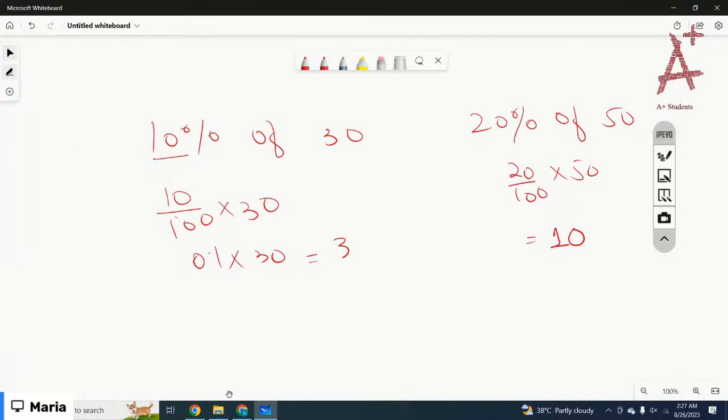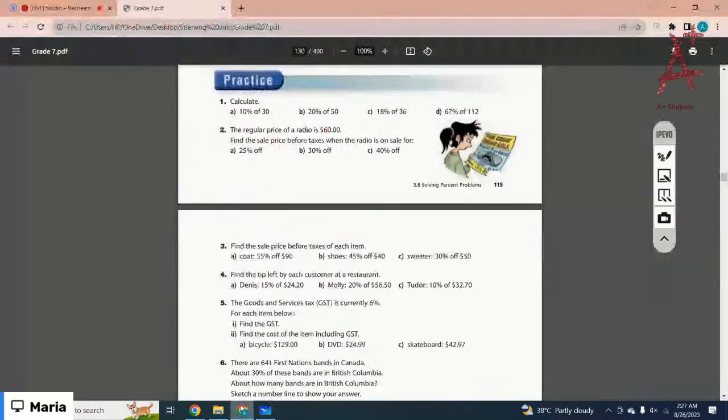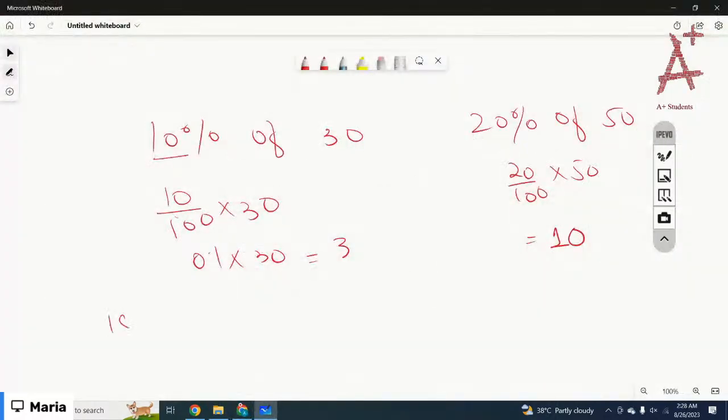The next one is 18% of 36. It would be 18 over 100 times 36, right? Let's just solve. 18 times 36 is 648, so it is 6.48, right? That means 18% of 36 is 6.48.